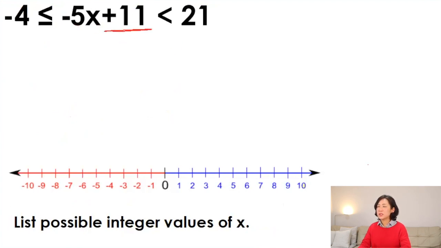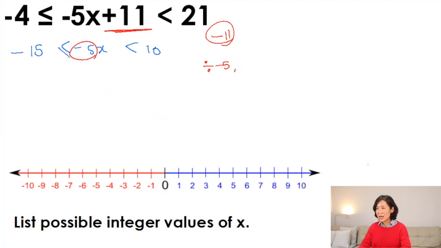Now, let's have a look at this. Let's undo the plus 11. So let's minus 11, let's take away 11. Then we've got minus 5x, then we can have a minus 15. The other side, let's take away 11. Then we can have a 10. Then the next operation will be divide by minus 5.